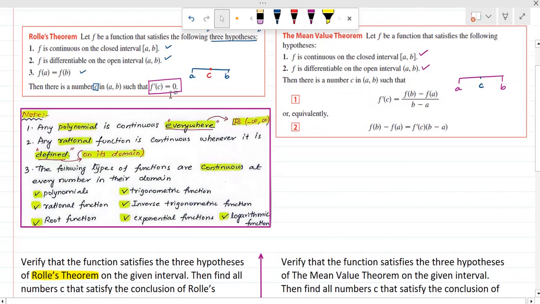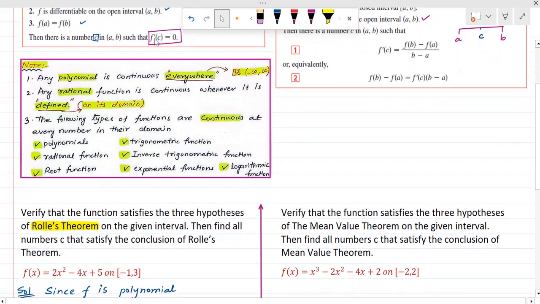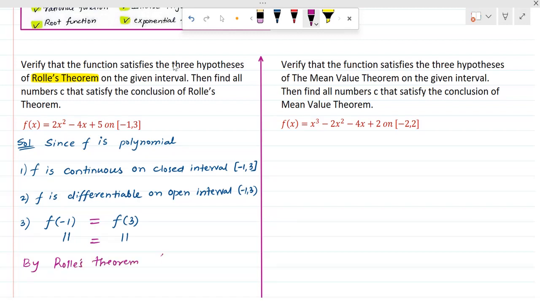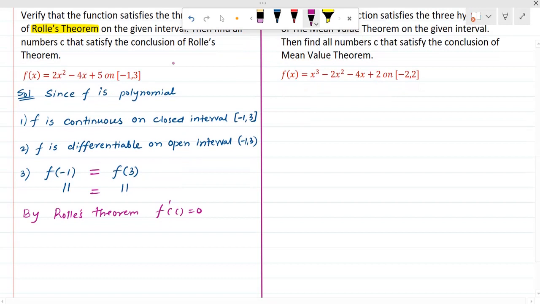Now our task is to find the number c in between. How will you find it? Just put f prime equal to 0. By Rolle's theorem, f prime of c is equal to 0. So what is f prime? I just differentiate the given function f. What is the differentiation? You will get f prime here.